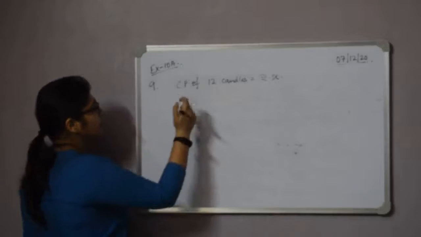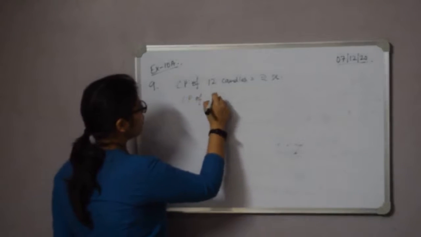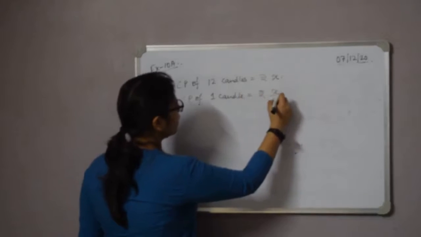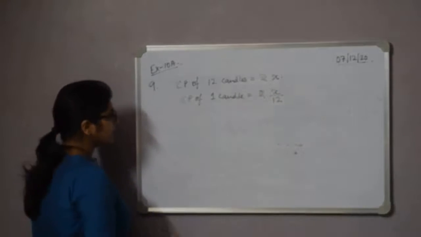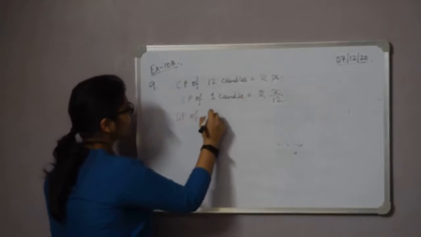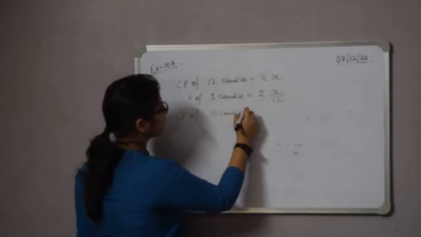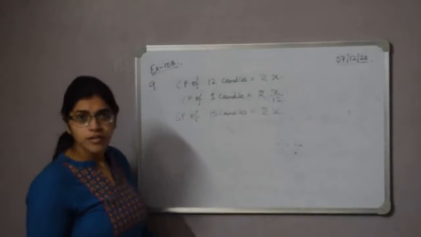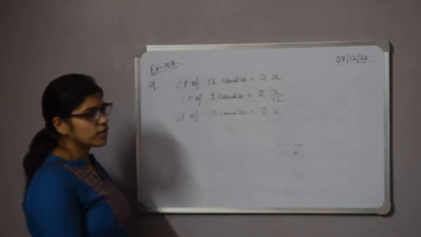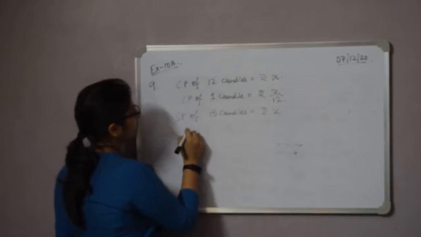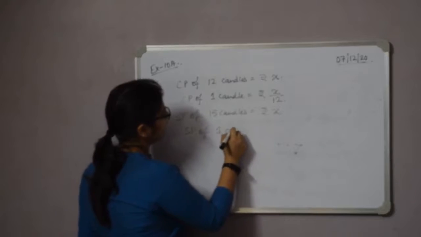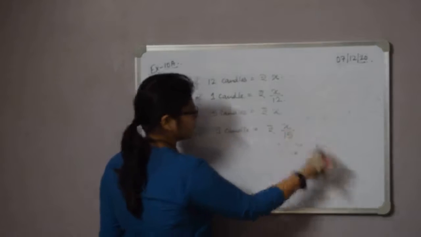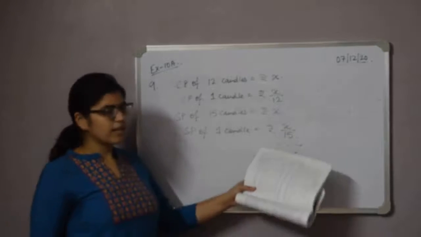So we can do this. We have to find out CP of one candle. It is how much? Rupees X by 12. Unitary method. Now we have selling price of 15 candles. It is also rupees X because the cost price of 12 candles is equals to the selling price of 15 candles. So that is also rupees X. So therefore selling price of one candle is how much? Rupees X by 15. So this is our CP and this is our SP.